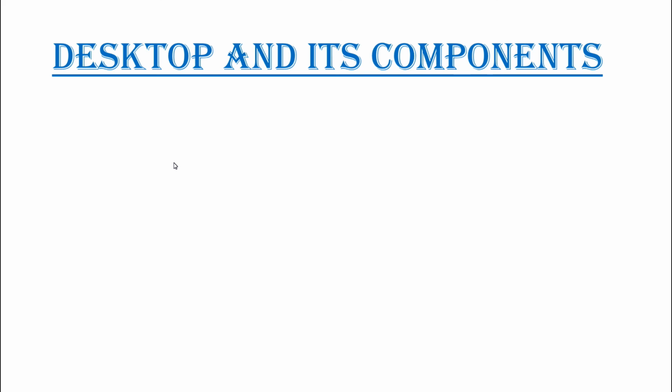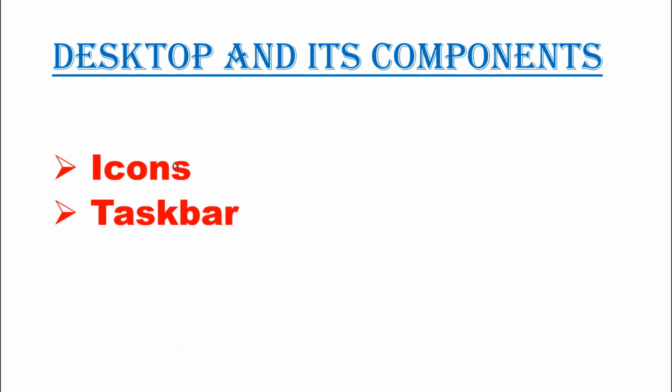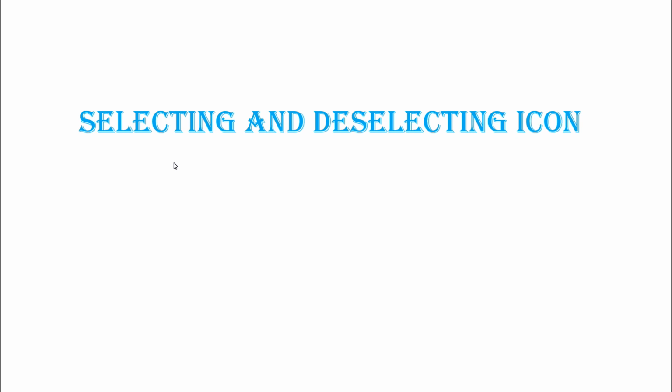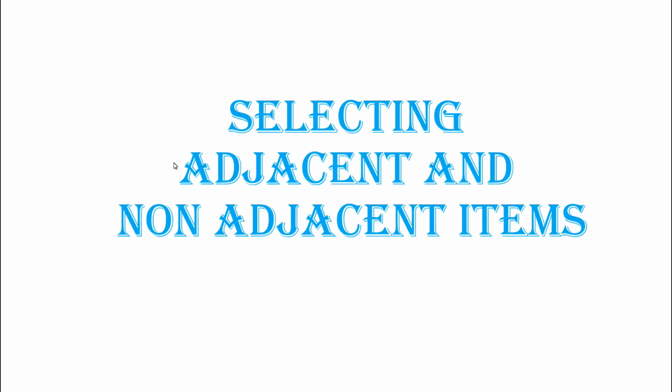Dear children, in this video, first we have learned about 3 important components of desktop. They are icons, taskbar and start button. Then we learned how can we select and deselect an icon. Next we learned how to select adjacent and non-adjacent items. Then we learned how can we open a program.